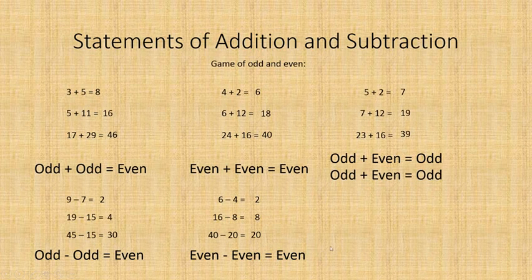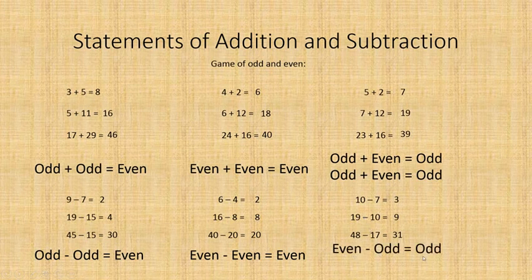It will never change. Let's go for the third case, which is an odd number minus an even number, or an even number minus an odd number. So 10 minus 7 is going to be 3. And 19 minus 10 is going to be 9. And 48 minus 17, the answer is 31. So if you apply that as a rule, you will find out that an even number minus an odd number is going to be an odd number, and an odd number minus an even number is going to be an odd number. So it's the same thing for addition and subtraction. It will never change at all.